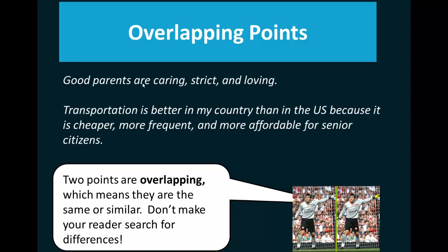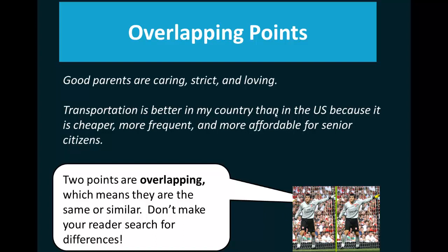The first example is good parents are caring, strict, and loving. What's the problem in this thesis? Loving and caring are too similar. They encompass the same idea. Now, some students will always say, well, caring is different because caring means taking care of somebody, like making food for them, but loving is an emotion. However, when we have to work hard to find differences between our points, like we did in this picture, then that means they're too similar. Okay? So in this case you would need to revise it to show some sort of difference between those two words.